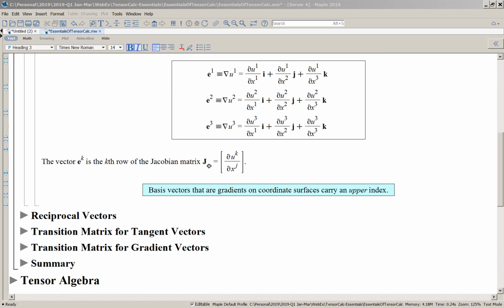So I think this is a good stopping point. Having looked at notation, coordinates, Jacobian matrices, natural bases of tangent and gradient vectors.